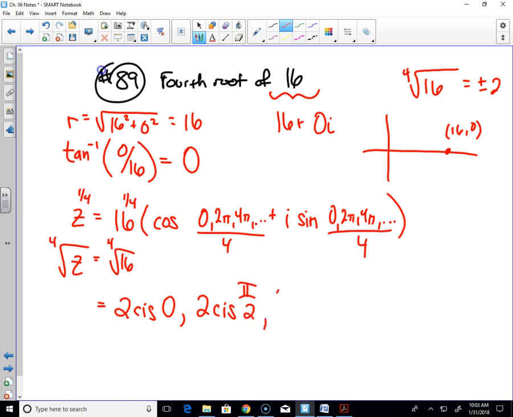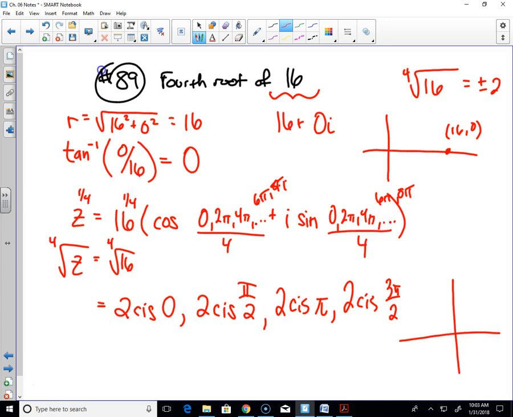I'm going to keep on going until I finish one full revolution. 4 pi over 4 would be pi. What would the next one be? 6 pi over 4, which is 3 pi over 2. What would the next one be? 2 pi. Ooh, too big. Because 2 pi, we go back to the beginning and it'll just hit in the same exact place.